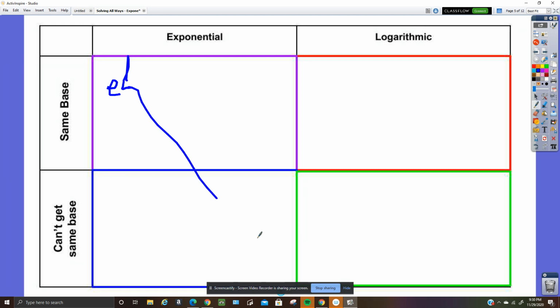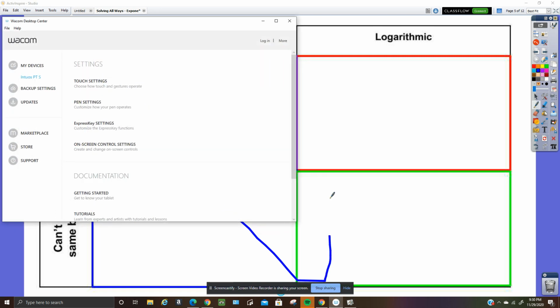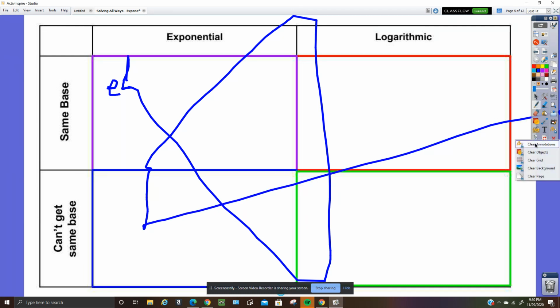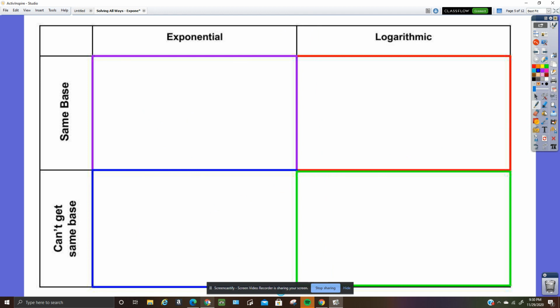The pen just messed up. Let's see if I can reset it here. Let me reset it.